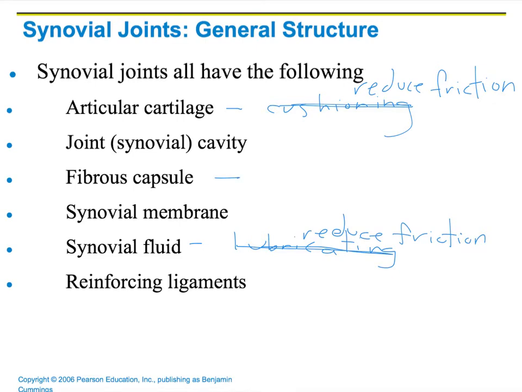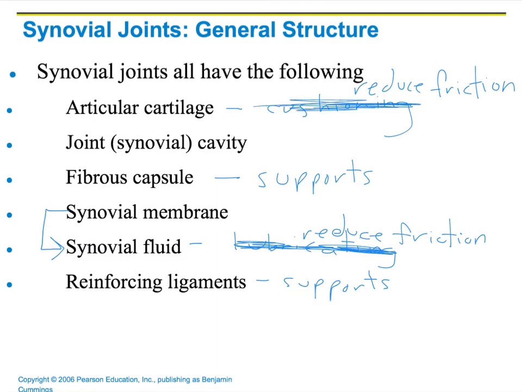The fibrous capsule supports the joint. This is connective tissue which ties the bones together, as do the ligaments. And the membrane is epithelial tissue that creates the synovial fluid, which reduces friction, much like oil in your car, between the two moving bones.